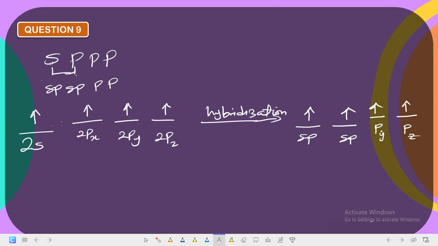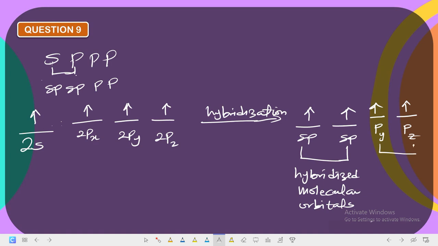So in this case now, what do you form, or what are you likely to form? You form 2 hybridized molecular orbitals. That's how you label this. Are you getting it now? Hybridized molecular orbitals, and this is what? Unhybridized. Now, in most cases, you don't know if it is the py or the pz that did not hybridize. Unhybridized molecular orbitals.